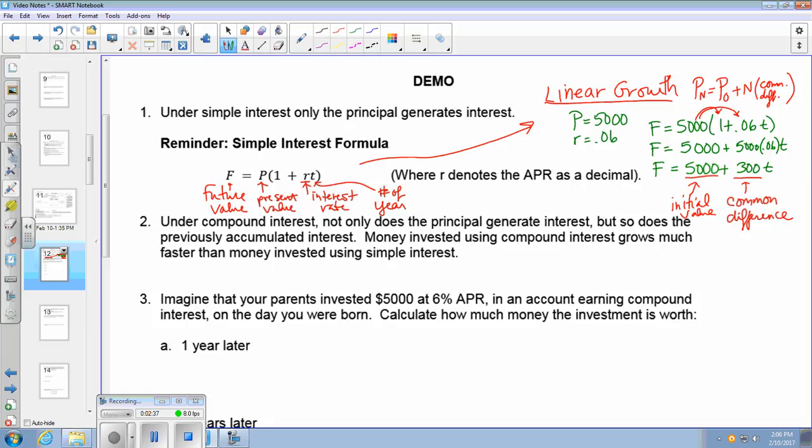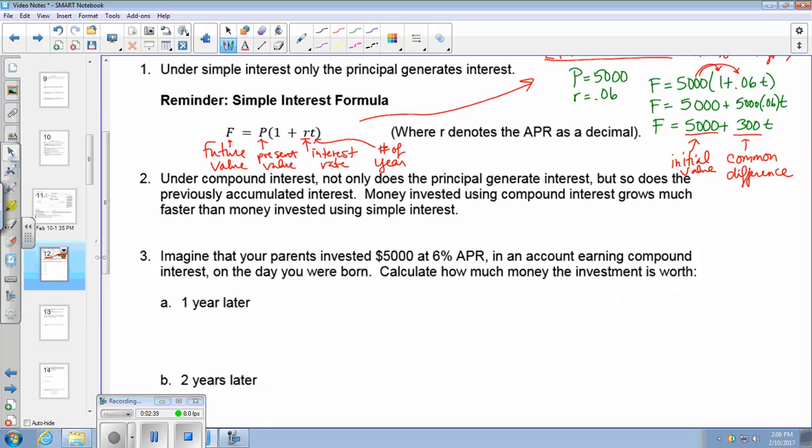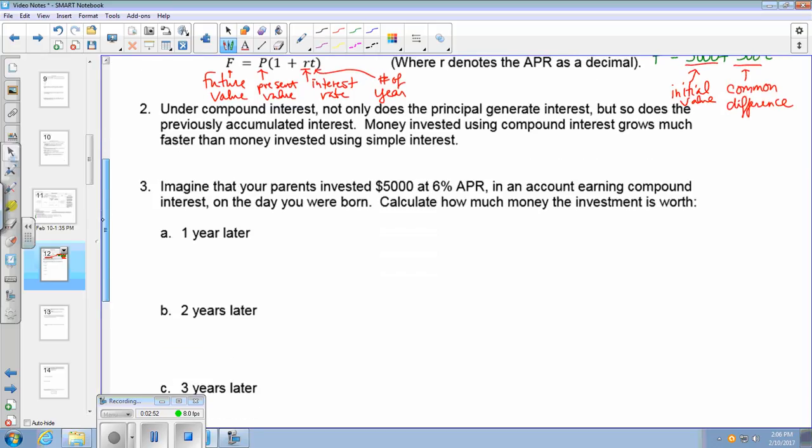All right, number 2, under compound interest, not only does the principal generate interest, but so does the previously accumulated interest. So money invested using compound interest grows much faster than money invested using simple interest. All right, so number 3, let's look at an example.